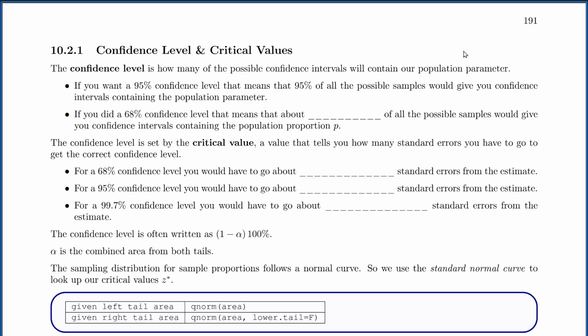Now we've talked about background theory for confidence intervals. Now let's get into some of our nitty-gritty details. So the first one is our confidence level and critical values. Our confidence level is how many of our possible confidence intervals will contain our population parameter.